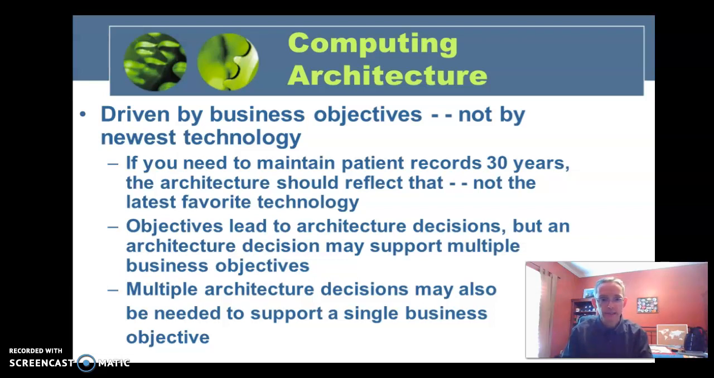But if we need to maintain records, like in this example, for 30 years, architecture should reflect that, not the latest favorite technology. What's the actual architecture we need? Let the objectives lead to those architecture decisions, not the technologists who have the greatest new ideas. Despite what the trade shows have, they're good for informing. They aren't what you need to go purchase.